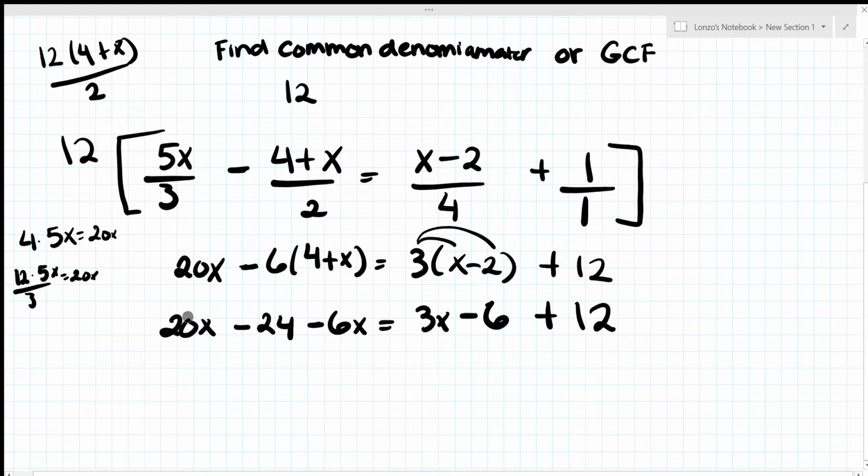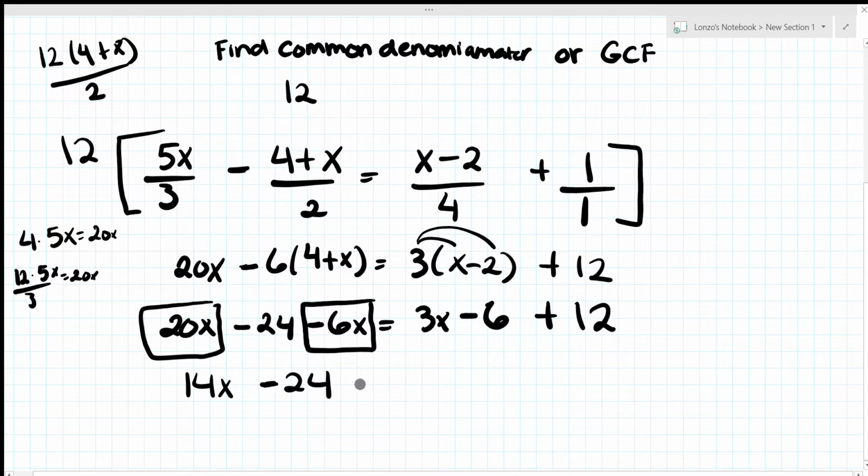Now, what can I do next? I can combine like terms. Okay, so we have a right side and a left side. So let's fix the left side. We have a 20x here. I'm going to box this, 20x and a negative 6x. Those can be combined, and when you combine those, you get 14x. Bring this negative 24 down because we didn't do anything. This 3x, we only have an x, so we'll just bring 3x. But now we have a negative 6 and a positive 12. What do we get?